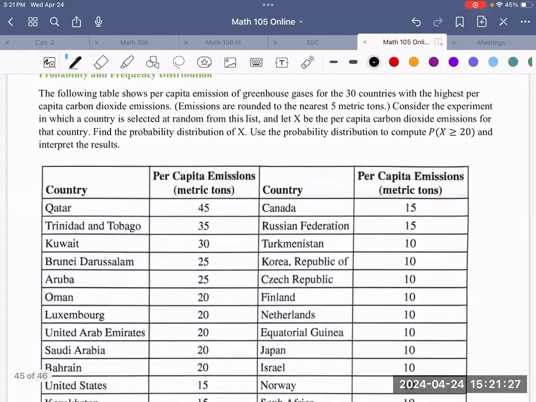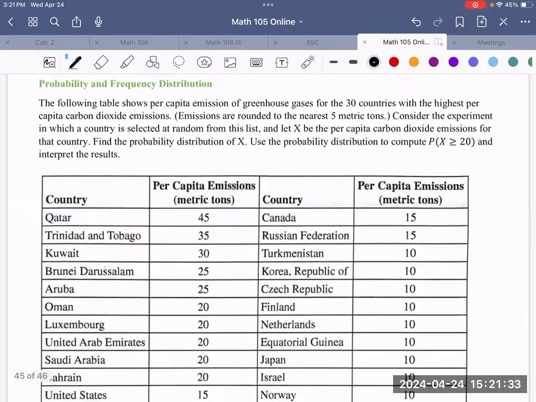I would pause the video and see if we can answer the following question. It says, the following table shows per capita emissions of greenhouse gases for the 30 countries with the highest per capita carbon dioxide emissions. Emissions are rounded to the nearest 5 metric tons. Consider the experiment in which a country is selected at random from the list. Let X be the per capita carbon dioxide emissions for that country. Find the probability distribution of X. Use the probability distribution to compute P of X greater than or equal to 20 and interpret the results.